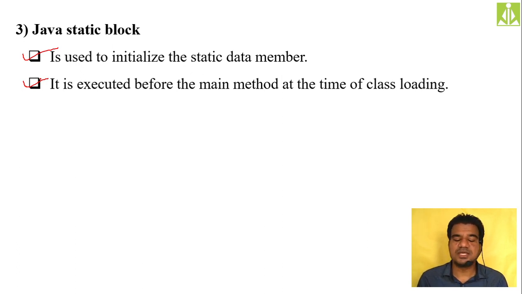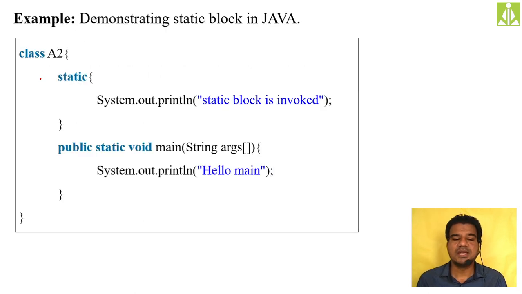So it is executed even before the main method, at the time of class loading. First the JVM will load the class into the main memory, and then it will execute the PSVM, that is the main method. But when you create a static block inside your class, your static block will get executed even before the main method gets executed. This thing you have to remember. These are the features of your static block, and quickly we will see the demonstration.